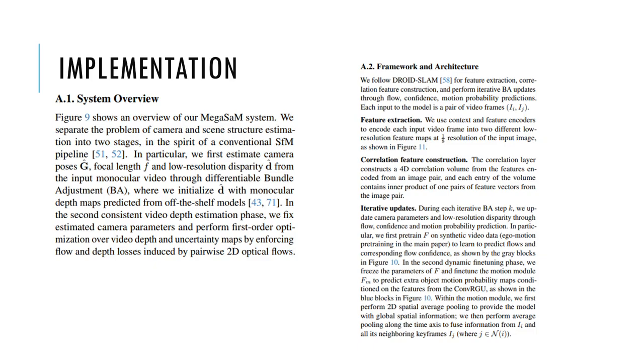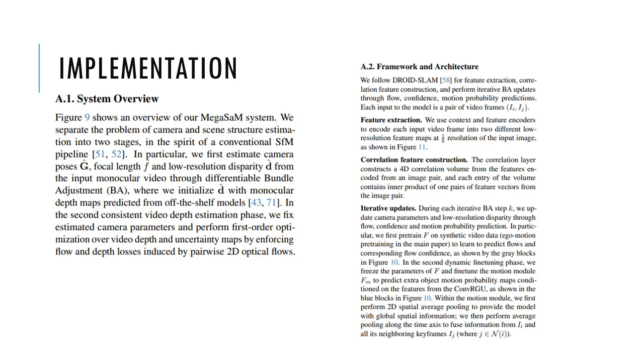Here the MegaSaM system separates the problem of camera and scene estimation into two stages, which we already discussed. In particular, we first estimate the camera poses, focal length and low-resolution disparity from the input monocular video through differentiable bundle adjustment, where we initialize the disparity with monocular depth maps predicted from off-the-shelf models. In the second consistent video depth phase, we fix the camera parameters and perform first-order optimization of video depth and uncertainty maps by enforcing flow and depth map losses guided by pairwise 2D optical flows.